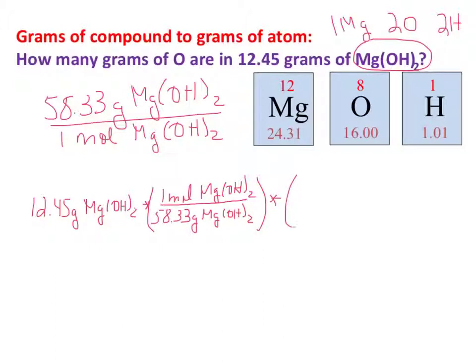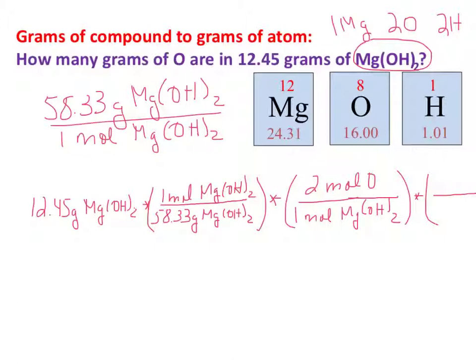Now our next ratio, we want to get to moles of oxygen. So we look at the way the compound's put together, and we notice that 1 mole of magnesium hydroxide has within it 2 moles of oxygen atoms. Now, our last ratio is to get to grams of oxygen, and we can notice from the periodic table that 1 mole of oxygen is 16 grams of oxygen. That's our last ratio.